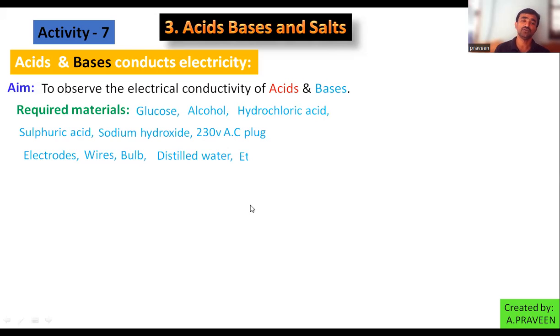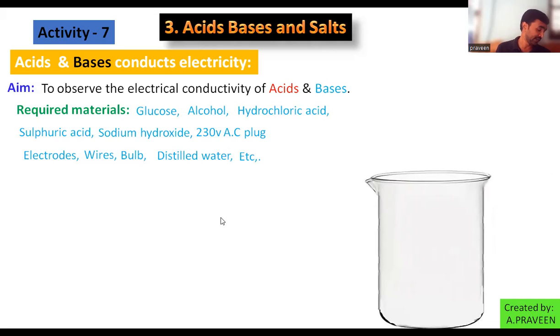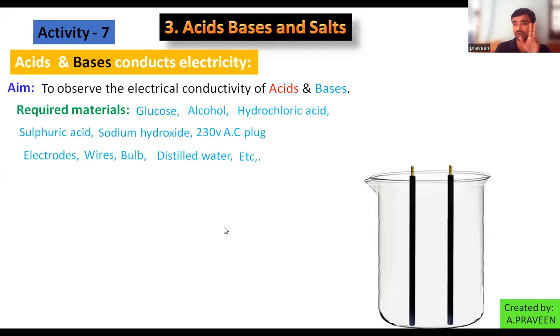Then the procedure. What to do here? You need to take a beaker. In your activity, it is suggested to take a plastic mug. Then arrange the electrodes. If electrodes are not available with you, you can use iron nail size electrodes. So simply I have taken a beaker and I am placing electrodes in it. Directly they won't contact.